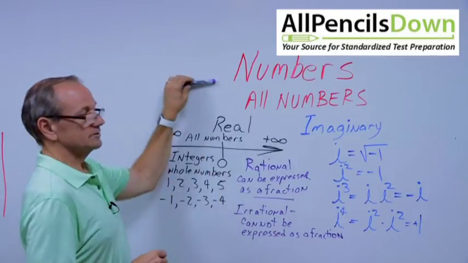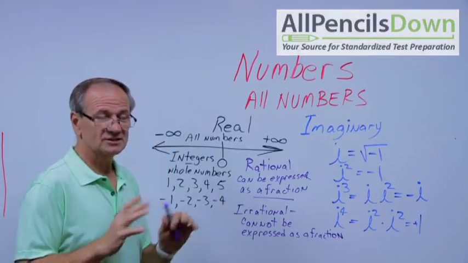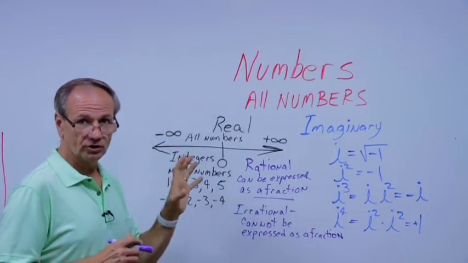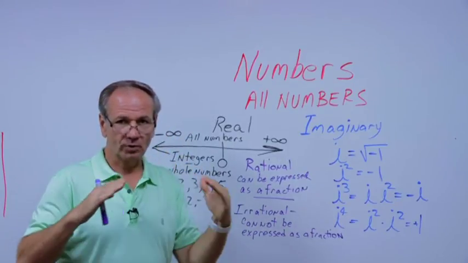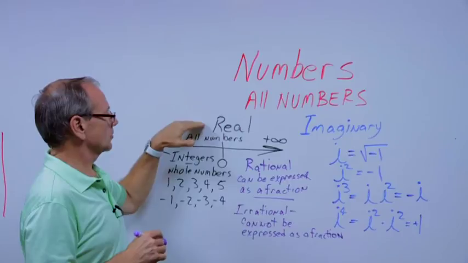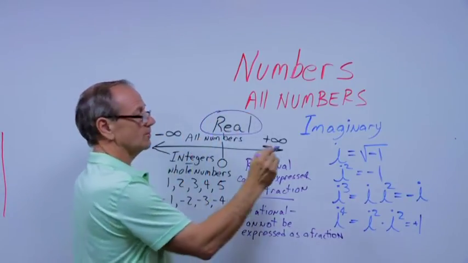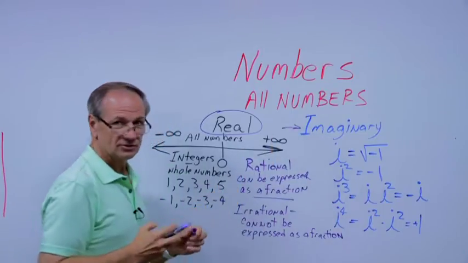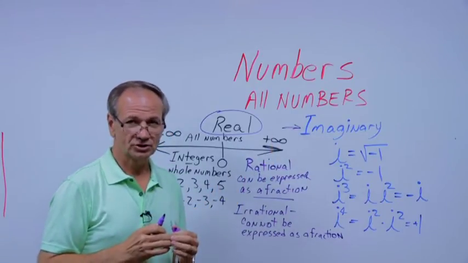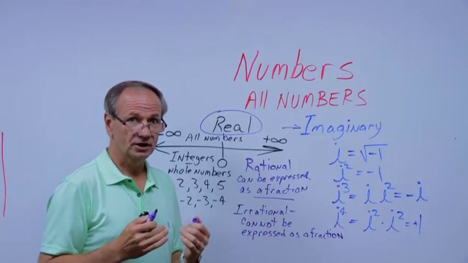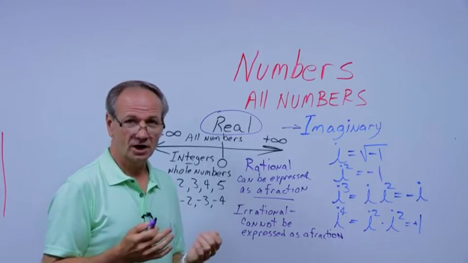So the first thing is numbers, all numbers. Doesn't matter what it is, this is the whole set of all numbers. The first real break point that we see is to separate real numbers from imaginary. Now this part is not going to really get much into imaginary, but the ACT does use imaginary numbers on the test, so it's a good thing that we know what they're talking about.